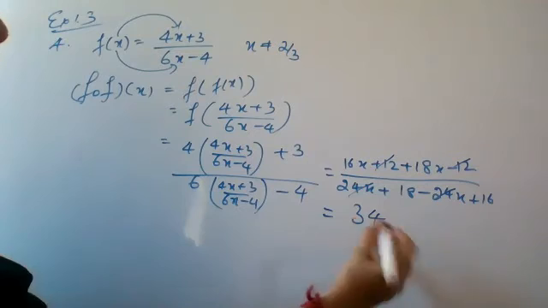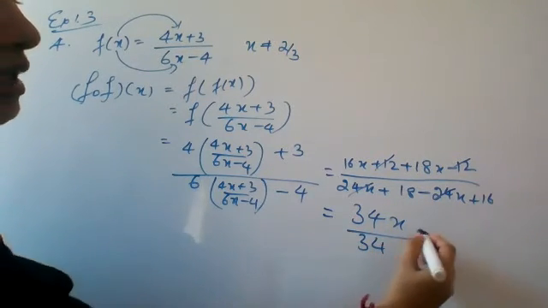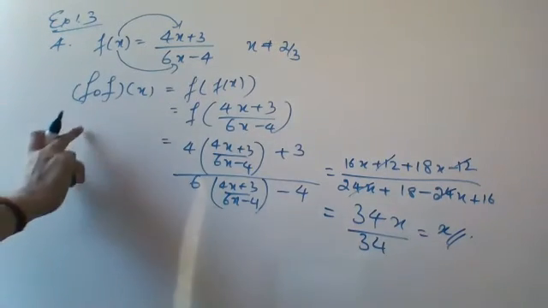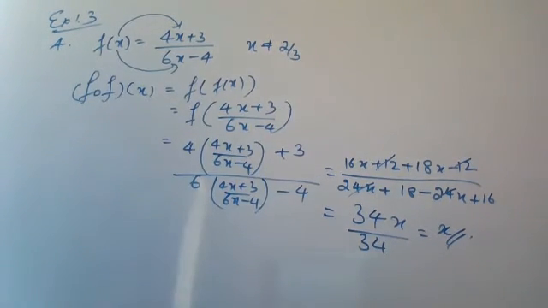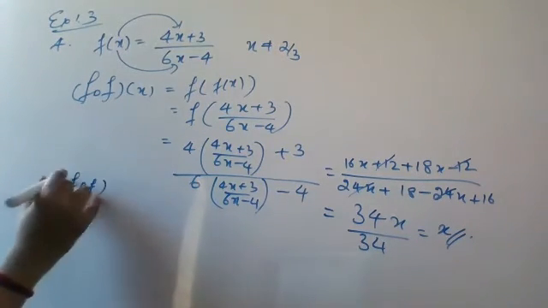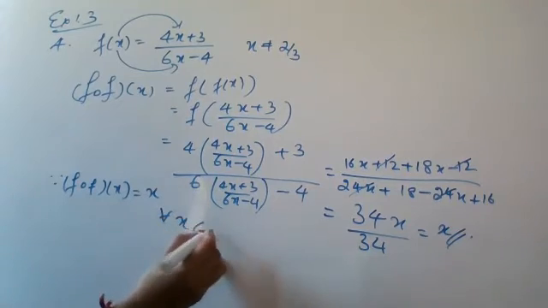14, 34 are 34x. And here also you are getting 34. That means you are getting x. So you have shown that f composition f of x is x. Now what is the inverse of f? Since you have got f composition f of x is equal to x for any x in the set.